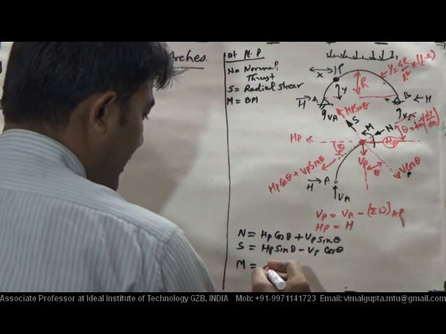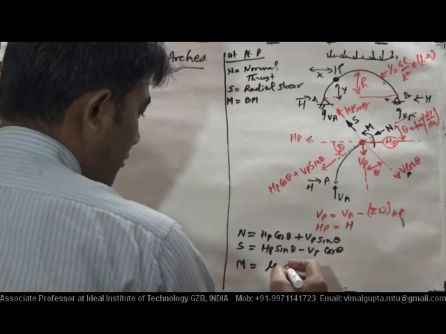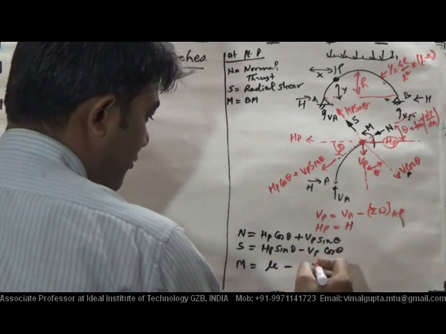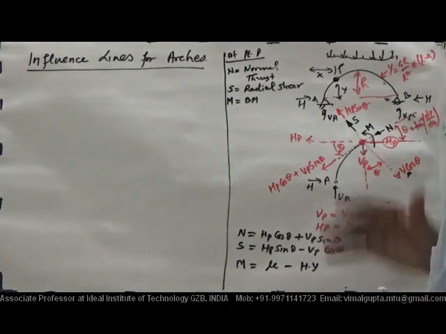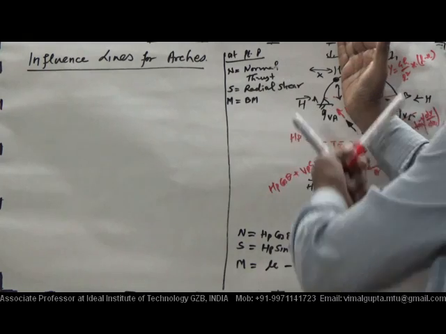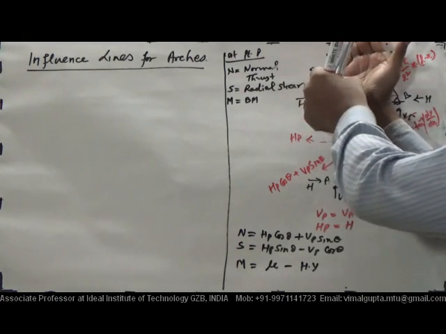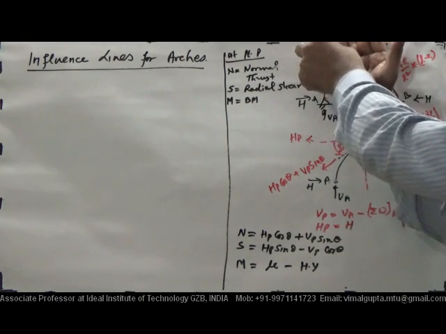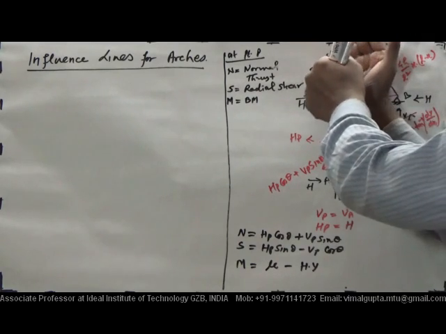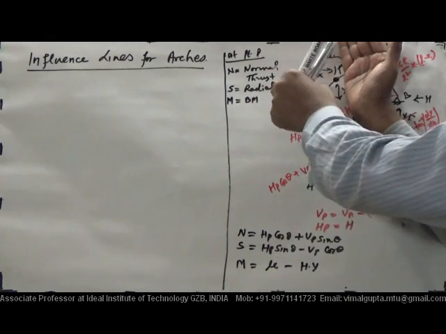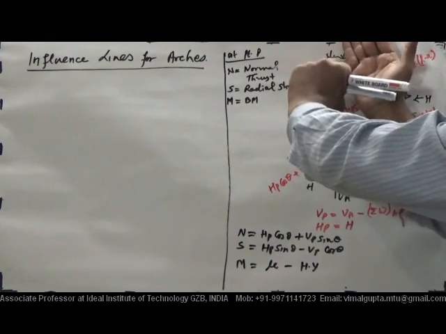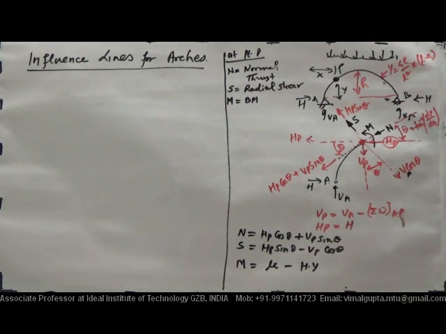and the value of bending moment at any point, we know very well, is Mu minus H into y. What will be that value? Bending moment at that point will be VA into this horizontal distance, minus any moment due to external load at this point. This is called the value of Mu, and one more component, H into this part y. So it is Mu minus H y.